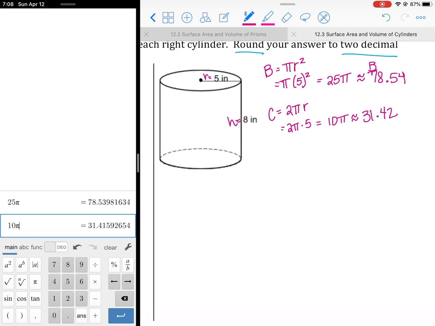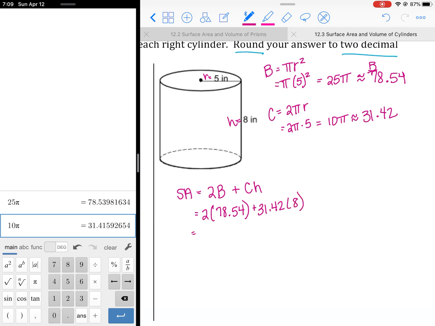So now that I have that work done, I'm ready to use my formula. For the surface area, I take the two circular bases, 2B, and I add that to the circumference times the height, because remember that creates that rectangle. So I do 2 times the base, and whenever I plugged that in and rounded it, I had 78.54. And then to that, I'm going to add the circumference, which was 31.42, times the height, which is 8.